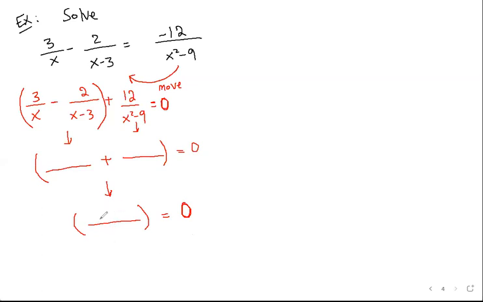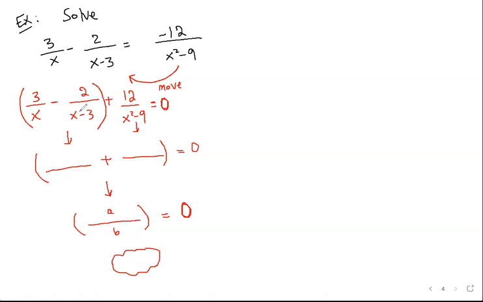Then I make it a over b, with a equals 0. This is the important idea. Then I solve it as a equals 0, because the denominator cannot be 0. If it's 0, it means undefined. Okay?